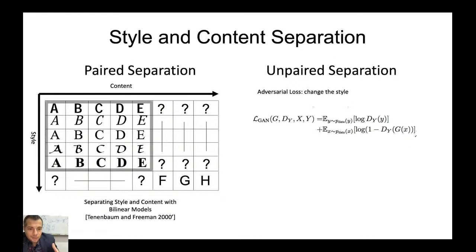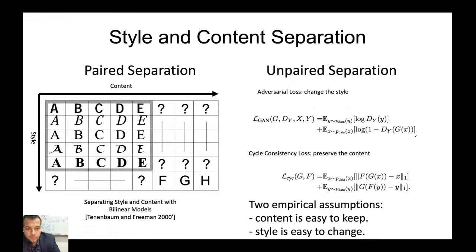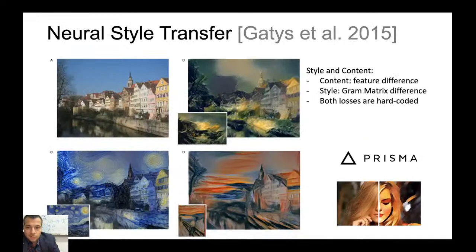Since these are somehow decoupled, you can use the adversarial loss just to change the style without changing the content. But this is done in the cycle consistency by making sure that you preserve the content through the cycle consistency loss. So this is an explanation of why the cycle consistency loss works well in transferring the style and not changing the content of the input. The assumption is that content is easy to keep and the style is easy to change. So we want to keep the content of the image but just change the style.